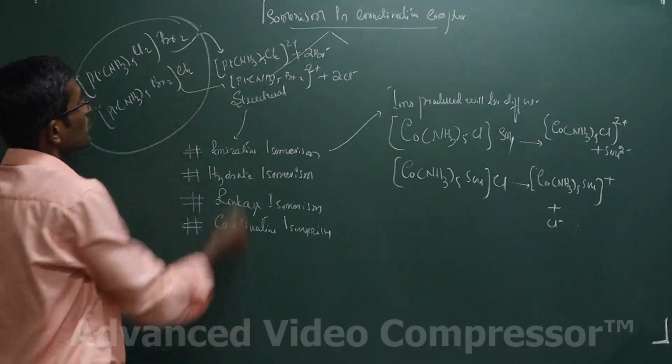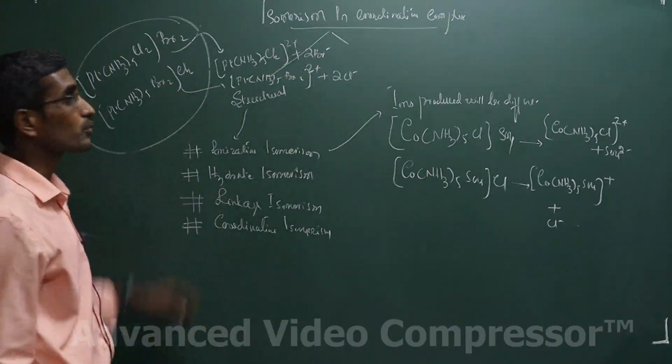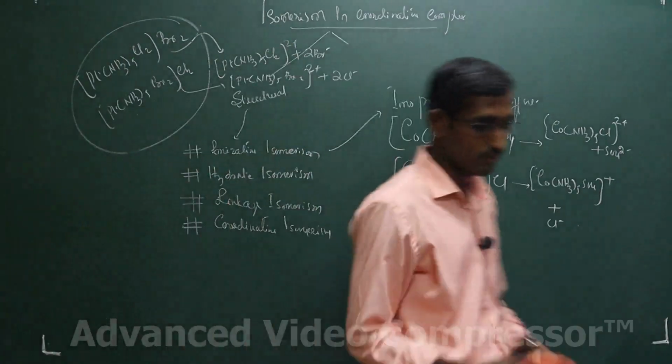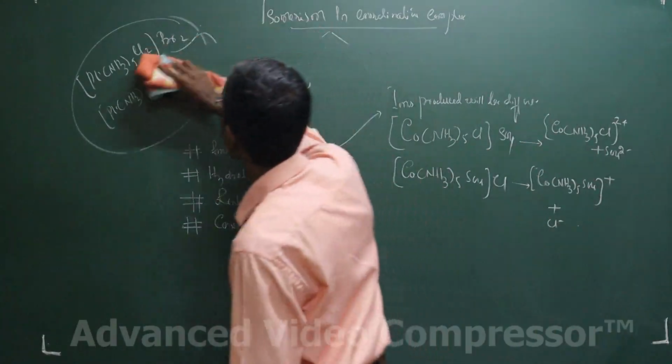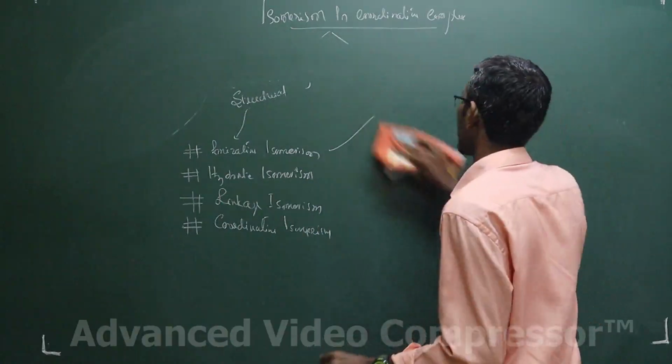In the second case, the ions produced will be this plus 2Cl minus. That means different ions are produced, although the molecular formula is the same. This kind of isomerism is what is referred to as ionization isomerism. Clear? So they may ask you what kind of isomerism is shown by this kind of complex. It is ionization isomerism.